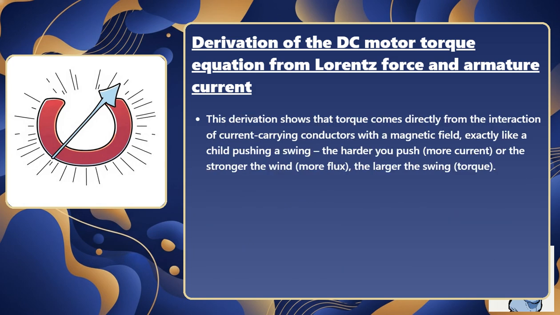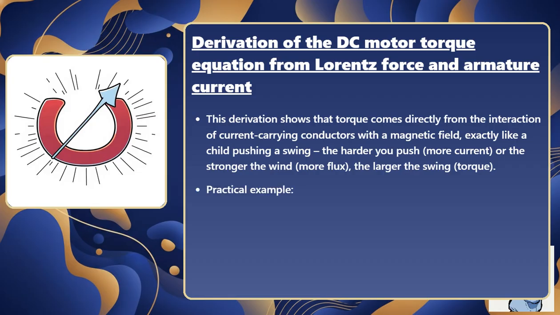This derivation shows that torque comes directly from the interaction of current-carrying conductors with a magnetic field, exactly like a child pushing a swing: the harder you push, more current, or the stronger the wind, more flux, the larger the swing torque.